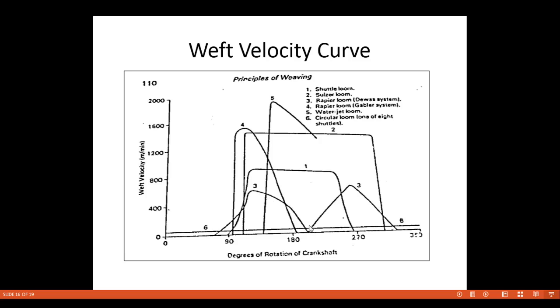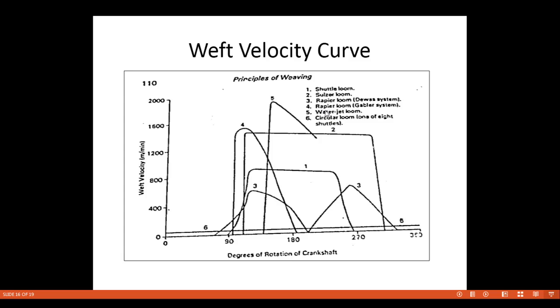And here the weft is gripped by the right hand rapier. The right hand rapier grips the weft, and as the rapier goes back, the velocity of the rapier increases, the velocity of weft increases, and as the rapier reaches the right hand side, the receiving side, the velocity of weft reduces. So here we can see the unique characteristics of tip to tip transfer, Dewas type of rapier weft insertion system. So this is the weft velocity pattern of the Dewas type.